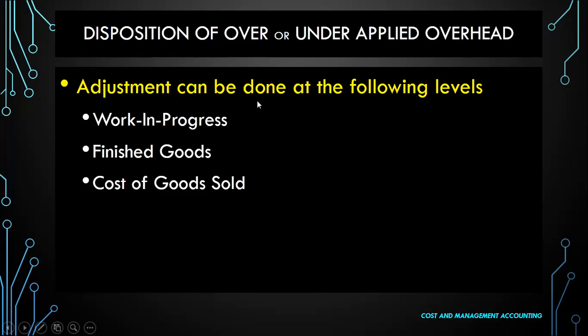That adjustment can be done either at the work in progress level or finished goods level or the cost of goods sold level, or a combination of all. So this process of disposing or adjusting the overheads, which arises as a difference between the budgeted rate and actual rate, is the focus of this session.